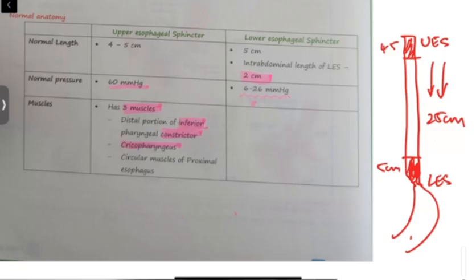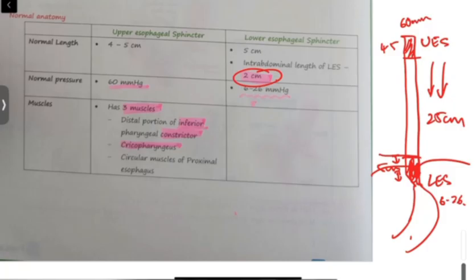Okay, and this is usually intra-abdominal, and ಇಲ್ಲೇನಾಗುತ್ತೆ, ಡಯಾಫ್ರಾಮ್ ಇದ್ರ ಮಧ್ಯದಲ್ಲಿ ಬರುತ್ತೆ ಲೈಕ್ ದಿಸ್. ಓಕೆ, ಸೊ ಮೇಲ್ಗಡೆ 3 ಸೆಂಟಿಮೀಟರ್ ಇದೆ, ಕೆಳಗಡೆ 2 ಸೆಂಟಿಮೀಟರ್ ಇದೆ. ಇಂಟ್ರಾ ಅಬ್ಡಾಮಿನಲ್ ಲೆಂತ್ ಇಸ್ 2 ಸೆಂಟಿಮೀಟರ್ ಆ್ಯಂಡ್ ಅಬವ್ ಇಸ್ 3 ಸೆಂಟಿಮೀಟರ್. ಓಕೆ, ನಾರ್ಮಲಿ ಪ್ರೆಷರ್ ಇನ್ ದ ಅಪ್ಪರ್ esophageal sphincter is 60 mmHg and in the lower one is less, that is 6 to 26.